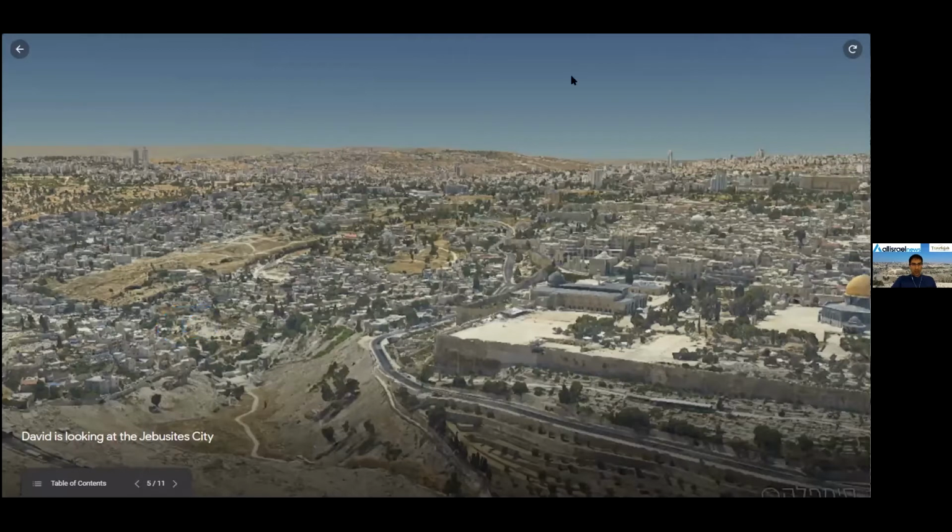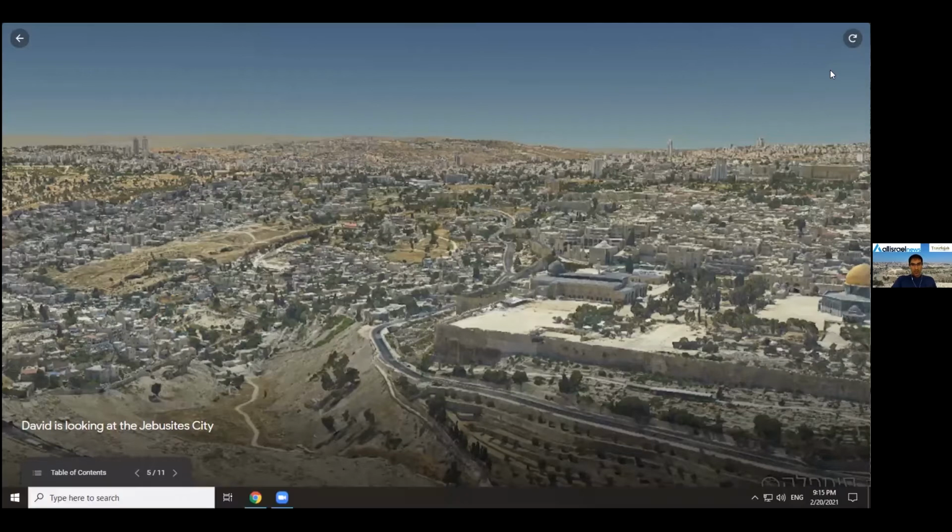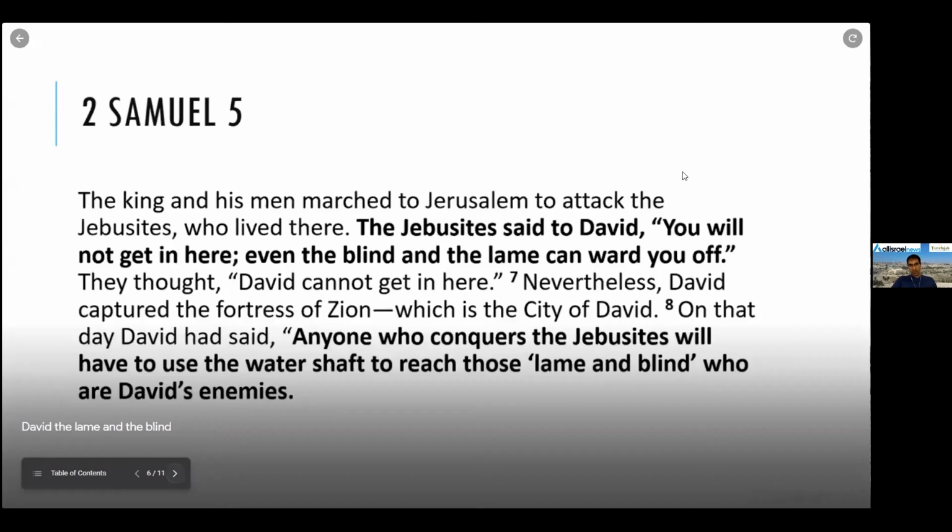So in the book of Samuel, there's a short description of how King David conquered the city. The king and his men marched to Jerusalem to attack the Jebusites who lived there. The Jebusites said to David, "You will not get in here. Even the blind and the lame can ward you off." They thought David cannot get in here. Nevertheless, David captured the fortress of Zion, which is the city of David, on that day. David had said, anyone who conquers the Jebusite will have to use the water shaft to reach those lame and blind who are David's enemies.